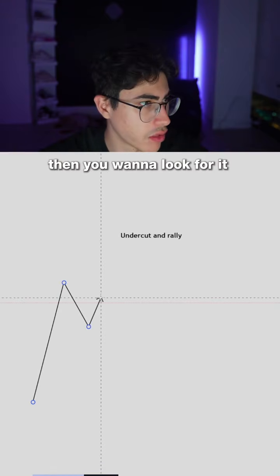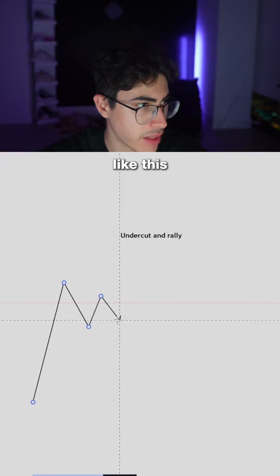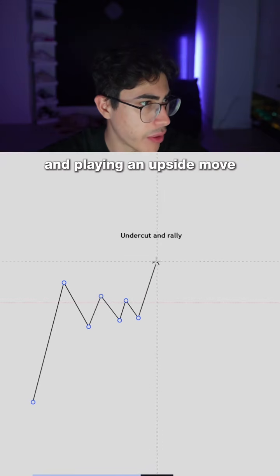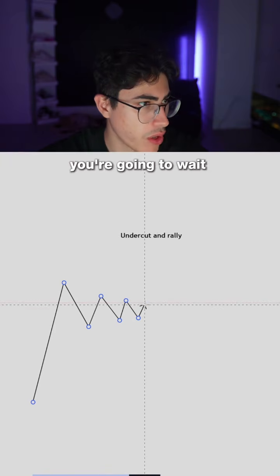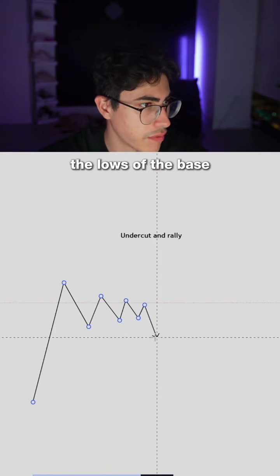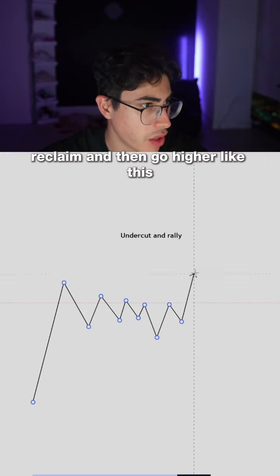Then you want to look for it to start going sideways like this, and instead of breaking out and playing an upside move like this, you're going to wait for it to actually break the lows of the base, reclaim, and then go higher like this.